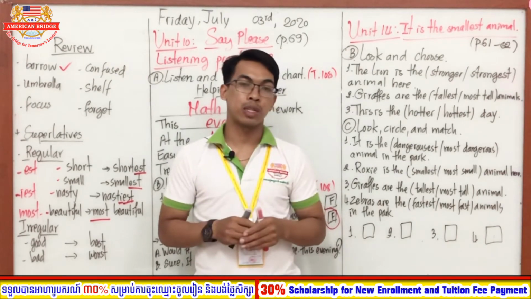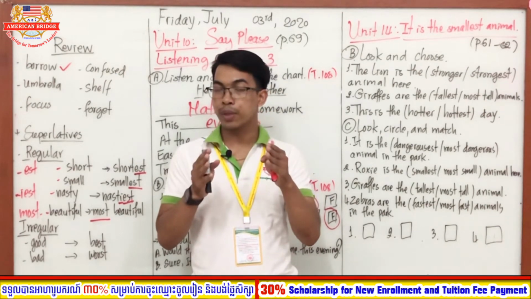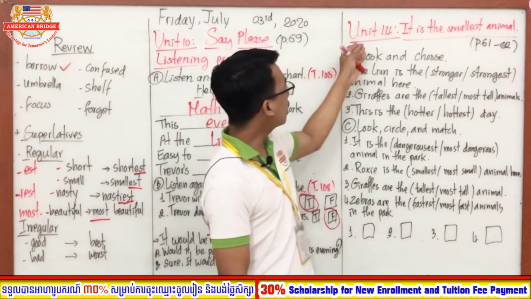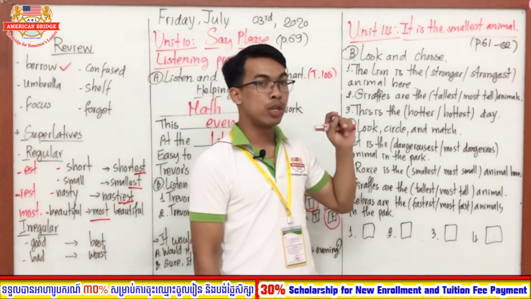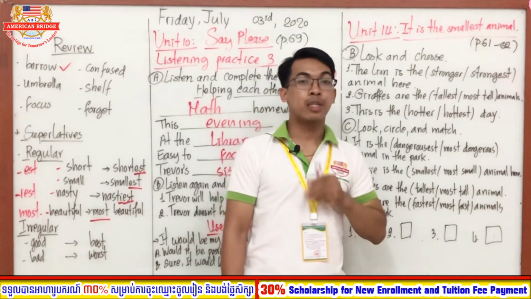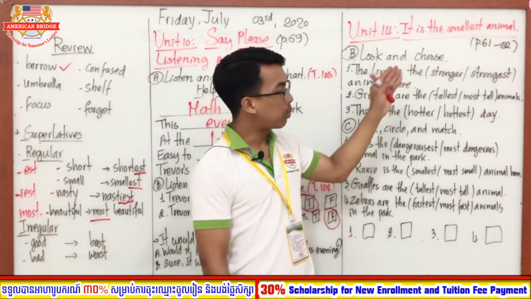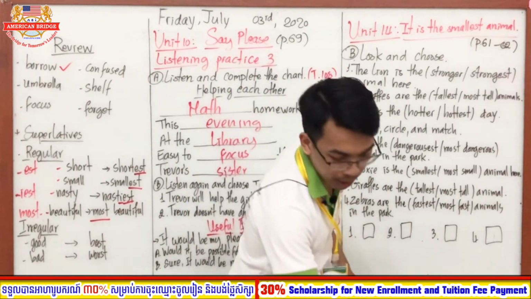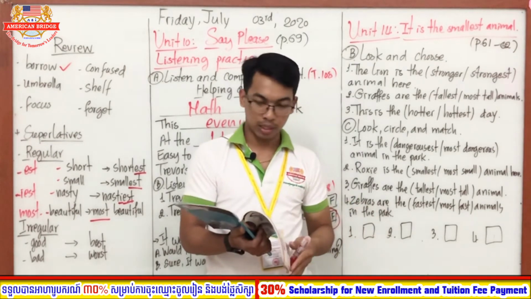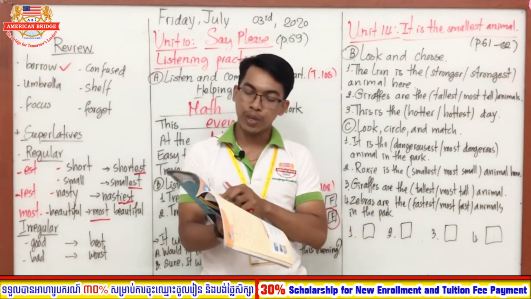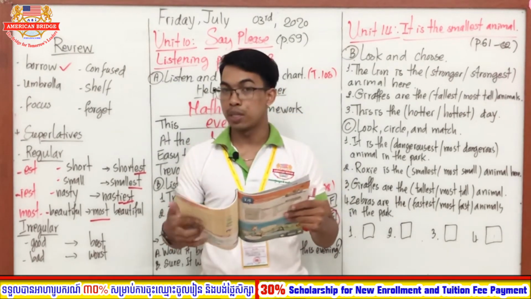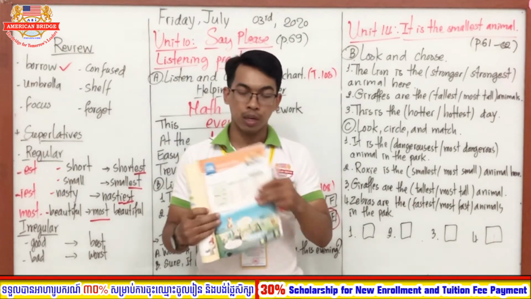Now let's move your attention to today's lesson, which is Unit 14, the smallest animal. Everyone, you can open the textbook to pages 61 and 62. Today you will cover two pages, 61 and 62. When you open the book on page 61, you will see the lesson that you learned yesterday. Is it right? Good.